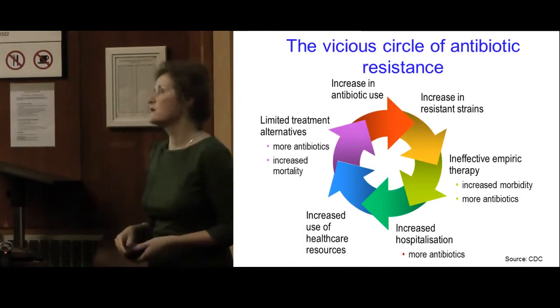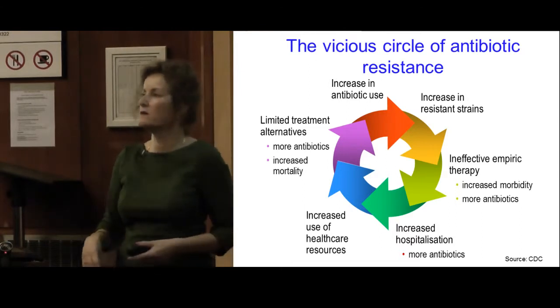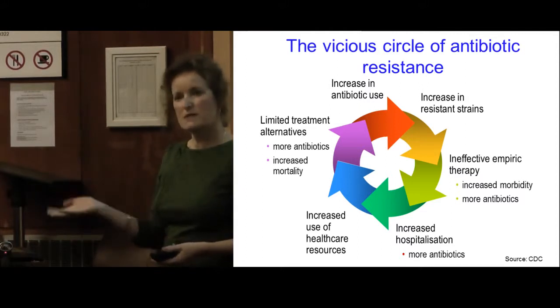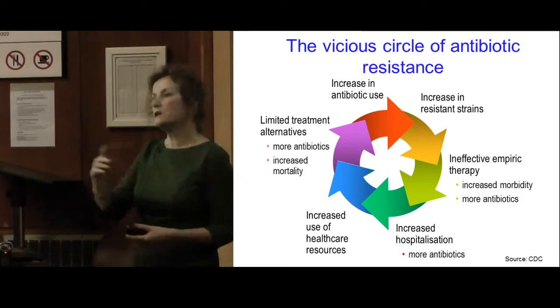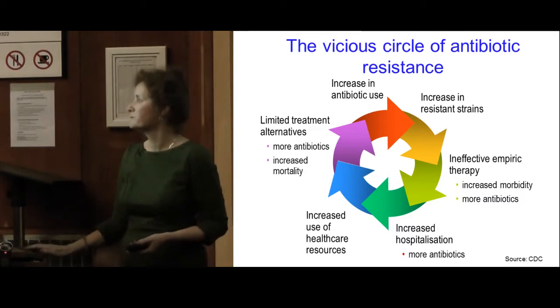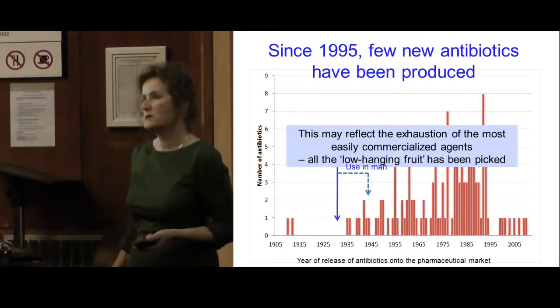We are in a vicious cycle of antibiotic resistance. The more resistant strains, the more antibiotic we use. The more resistance there is, the more antibiotic resistance there is. And we're increasingly using more because of this cycle. But we have fewer and fewer agents.